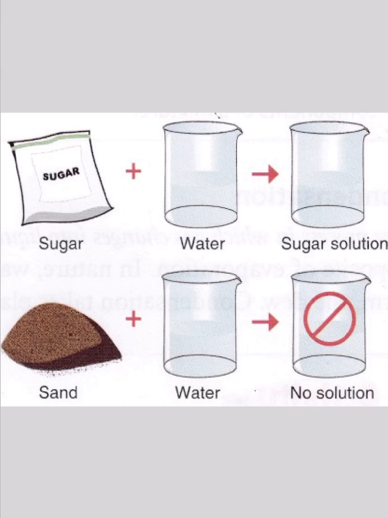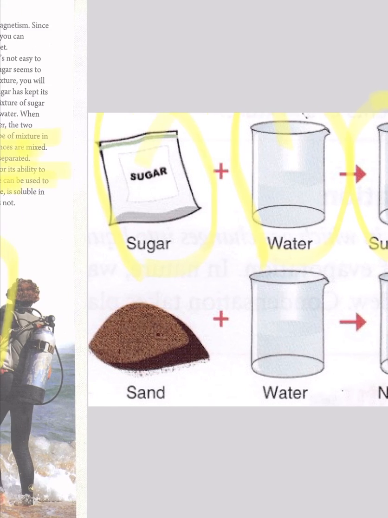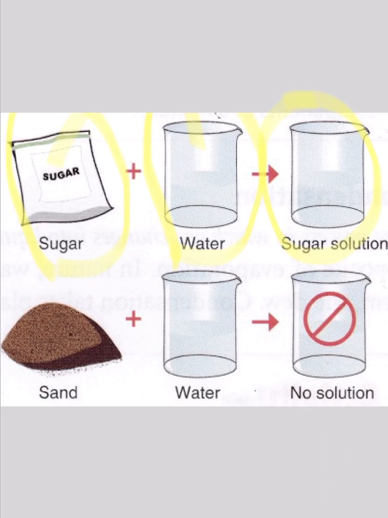Here we have sugar. In the picture, sugar with the water. When you mix it, it will be a sugar solution. But here we have sand. Sand with water, when you mix, it's not a solution, it's just a mixture. But the sugar one is a solution because the sugar is dissolved in the water.